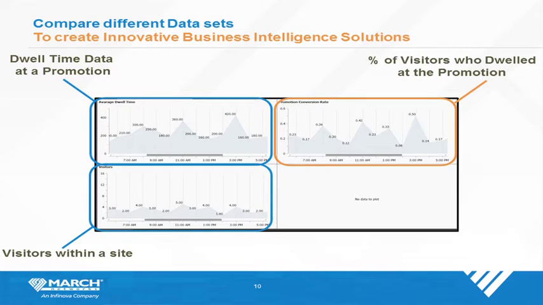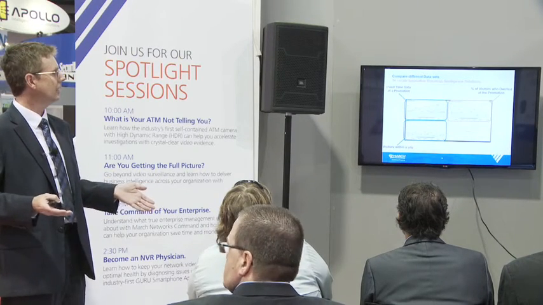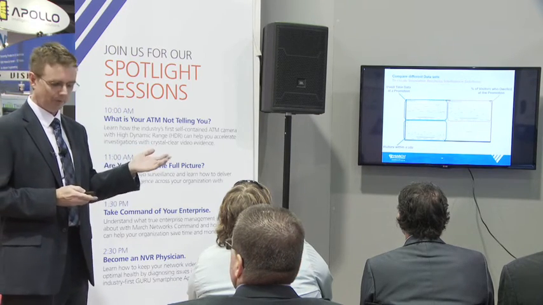So here's an interesting example. What I'm going to do here is take different data sets and compare them. I'm going to take dwell time information for a particular promotion, and compare that to the number of people coming into a site. When I take those two different types of data and put them together, I can figure out the percentage of visitors that are coming into our site and have stayed in a particular area of the promotion. So I want to see how many people that come in are actually paying attention to this new marketing promotion that I created. So you can do that using video.